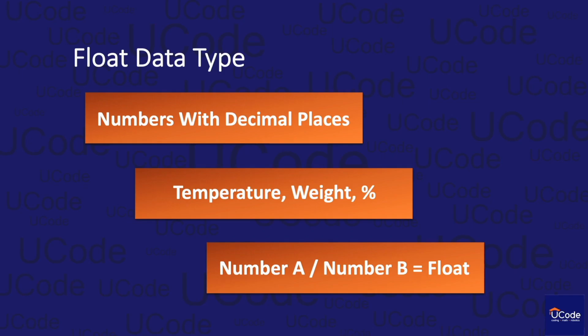Now, numbers with decimal places, or non-integers, are represented by our third data type. This is called the float type and is used to denote numbers with decimal places. You can use them to denote data like temperature, weight, percentages, or mathematical constants like pi, that is 3.14159, etc. Pi continues forever. In Python, whenever you divide one number by another, the output is a float.